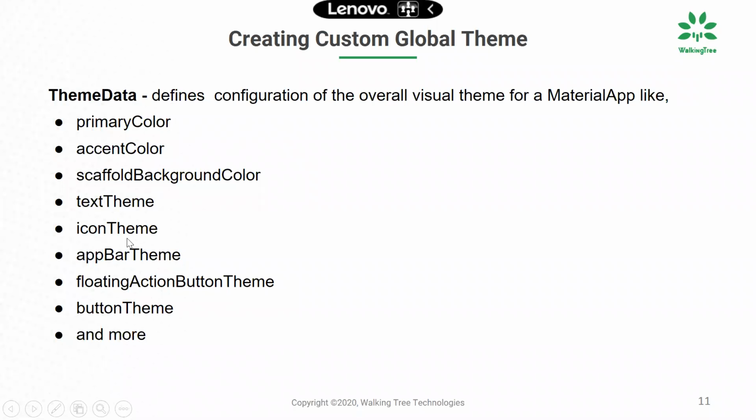property. You want to have certain theme for the icons. You want to change the default one. You can go for the icon theme, app bar theme, floating action button, buttons, whatever default theme they have, you want to override that, you can configure the button theme, and many more properties are there. So to summarize, theme data is the object that you are going to override and configure these multiple properties, whichever you want to give a new look and feel to your application.